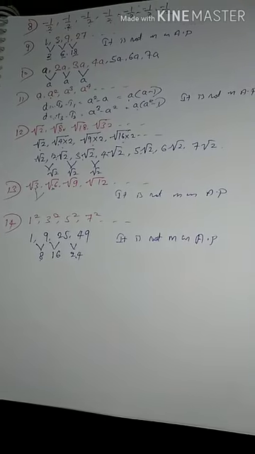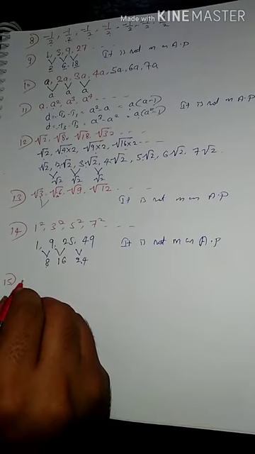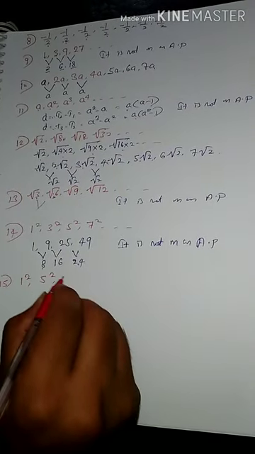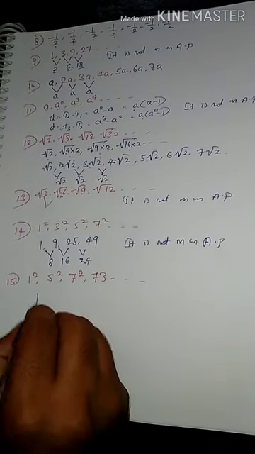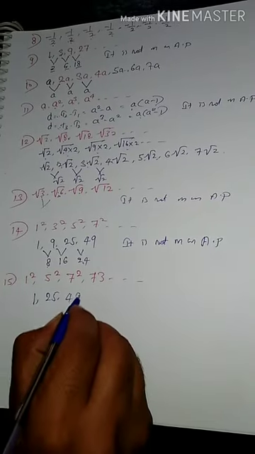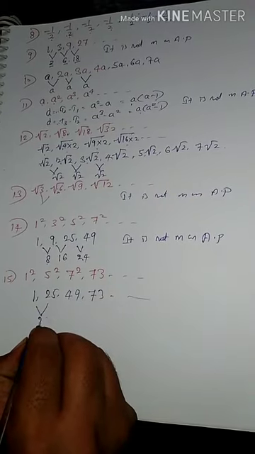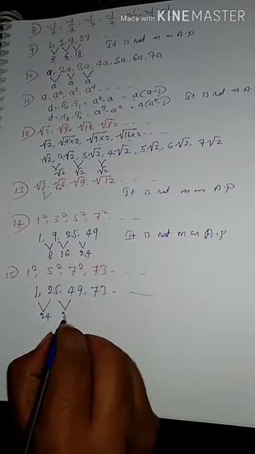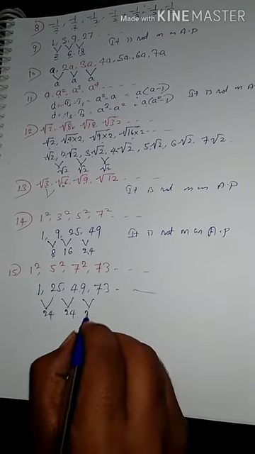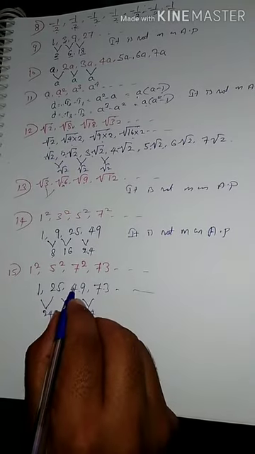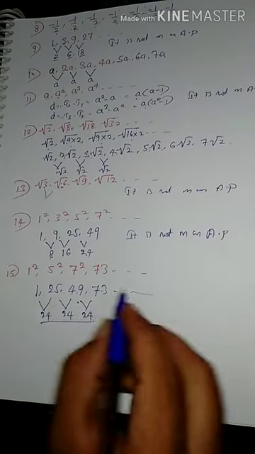And the last one, 15th one: 1 square, 5 square, 7 square, 73, and so on. So 1 square means 1, 5 square is 25, 7 square is 49, and 73, and so on. The difference between any two consecutive terms: 25 minus 1 is 24, and 49 minus 25 is 24, and 73 minus 49 is also 24. So the common difference is the same here, and it is in an arithmetic progression.